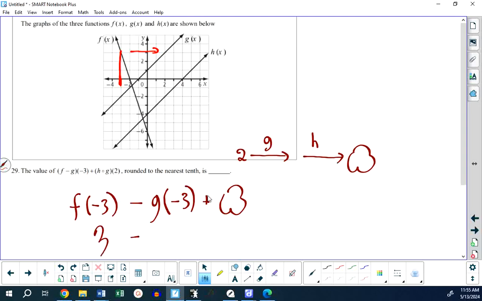Minus g of negative 3 means go to negative 3 and read on g the output, which is negative 2.